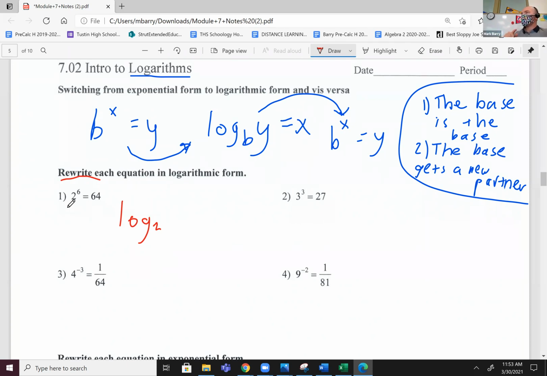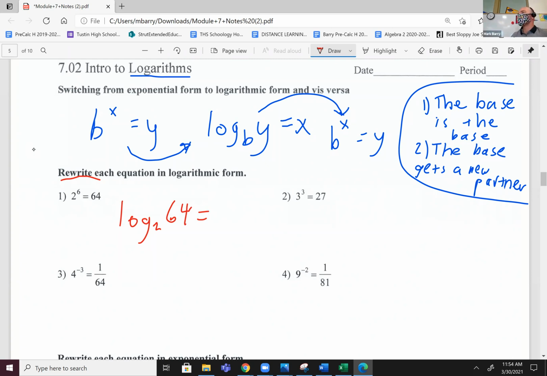Now, 2 wants a new partner, correct? It doesn't want to be with 6, which it was with over here in the original question. It doesn't want to be with 6 anymore. So who's available for 2 to get with? 64. So 64 is written as a regular number after the log and the base.